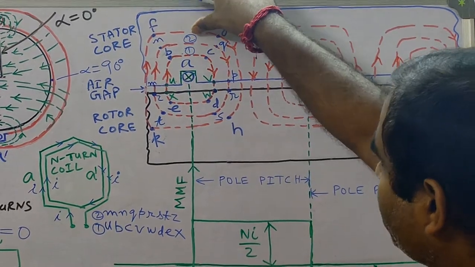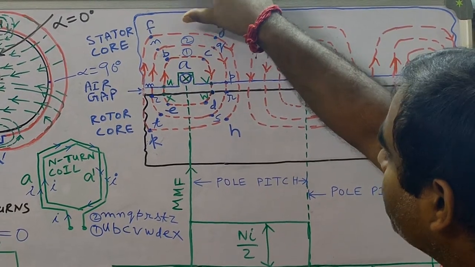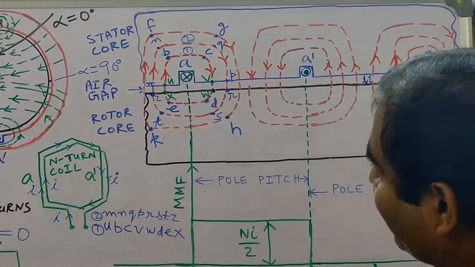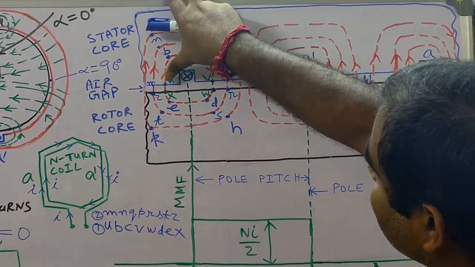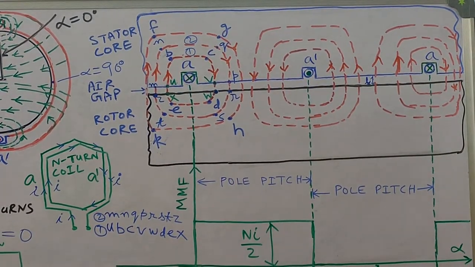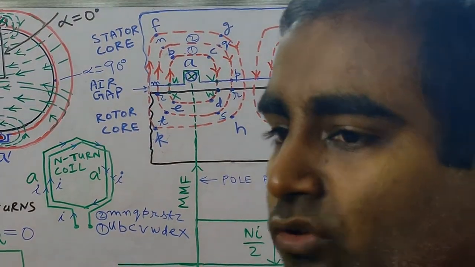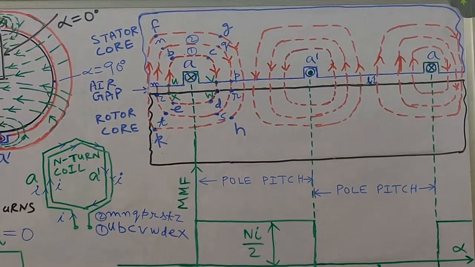If you consider path number 2, you will find that the portion of the magnetic path in the iron core of the stator and rotor is longer in length. Whereas for path number 1, the portion of the magnetic path in the stator core and rotor core is shorter in length. But the fact is that the reluctance of the stator core and rotor core do not count. Why do they not count? Because we have assumed they are offering zero reluctance.